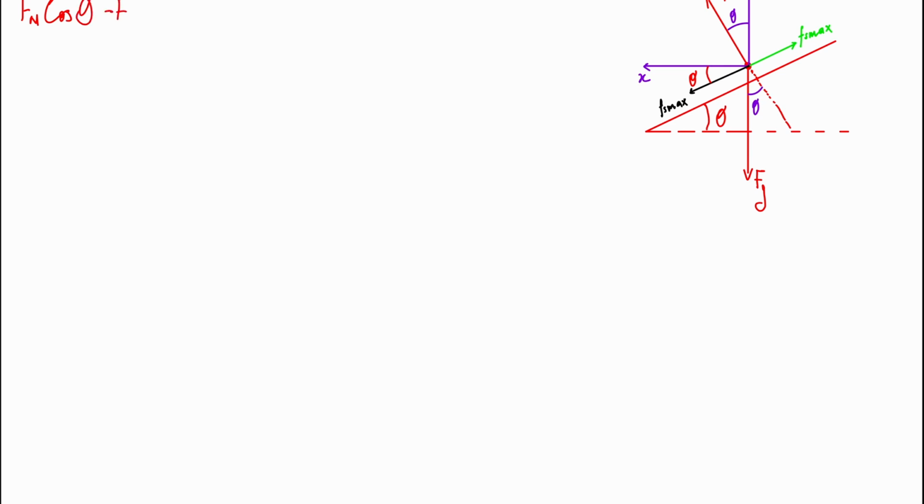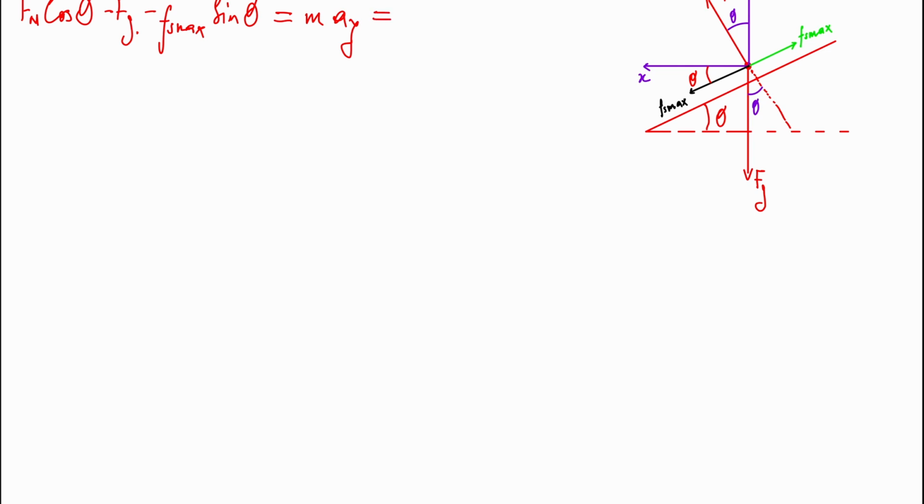There's going to be the force of gravity. But notice now, friction here has a component that is in the y direction. And notice it will point in the negative y direction. So we're going to have minus Fs max times sine of theta, and this is going to be equal to the mass times the acceleration in the y direction.